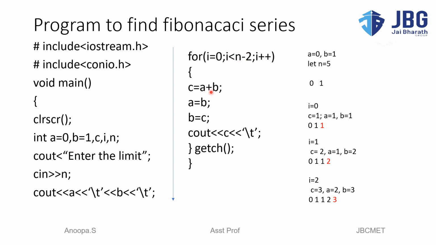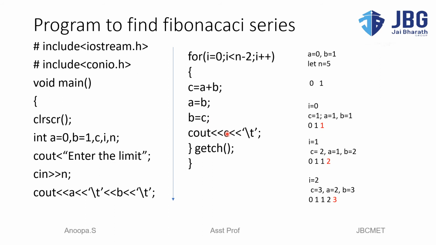c equal to a plus b. The last two numbers we are adding. Now a equal to b and b equal to c. Now I am shifting the values of a and b because next time I want to add b and c. So a should be the value contained in b and b should be the value contained in c. That is why I have made this change. And print c.